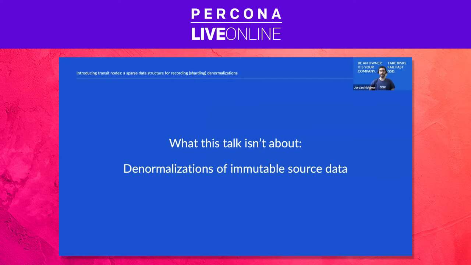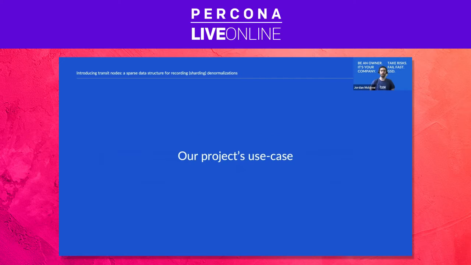To clearly set expectations here, there's two things that this talk explicitly is not about. It's not about denormalizations of immutable data. And the other thing is that it's not about denormalizations that require a relational index. So let's jump right into our project's use case.